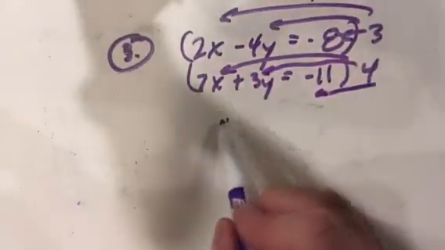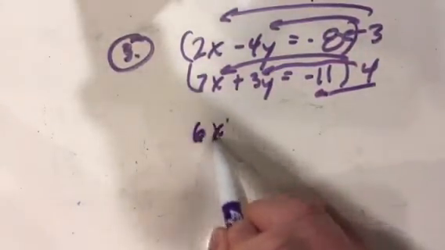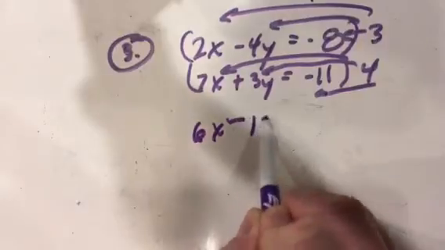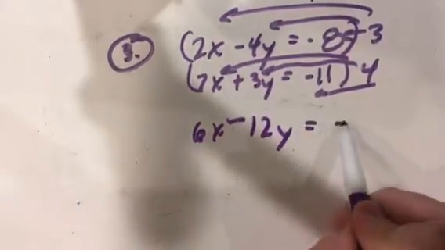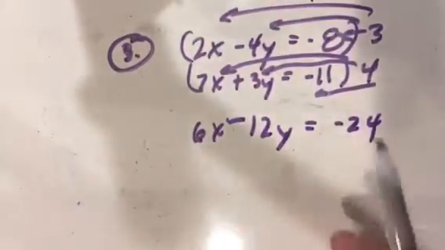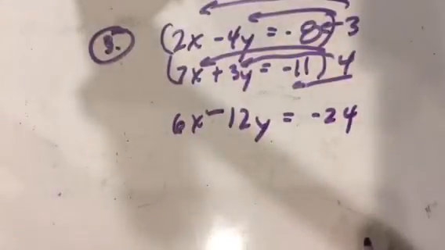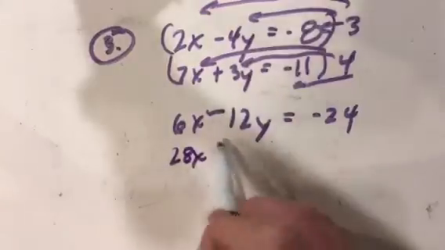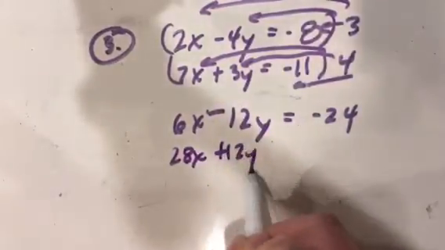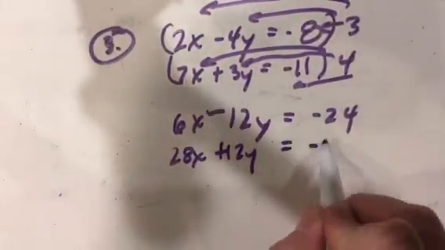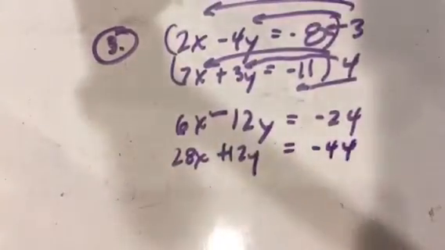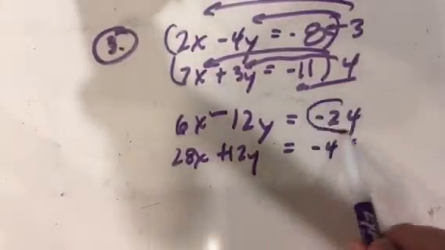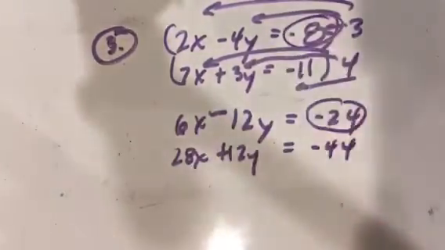All that's really going to change is this will be 6x minus 12y equals negative 24 instead of where I had negative 39. And this one will still be 28x plus 12y equals negative 44. So the only number that changed is here because I wrote this number down wrong.